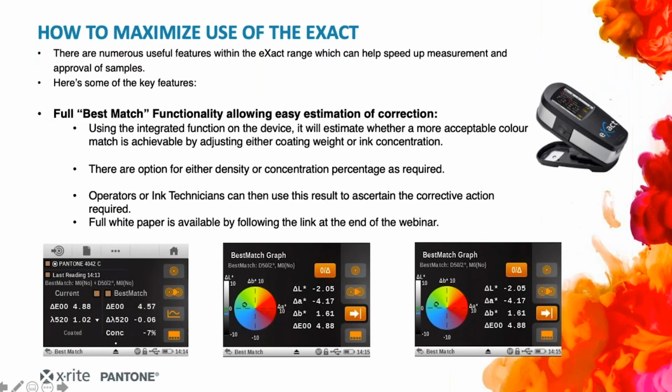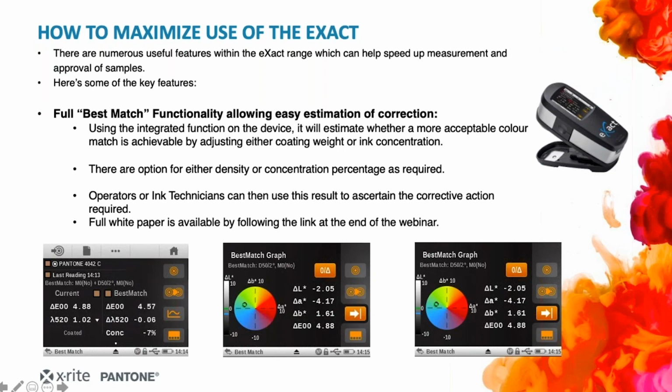We did also mention in the last webinar the best match functionality. I just want to spend a couple of minutes explaining that a little bit in more detail. The best match functionality, as the name suggests, gives an estimation of how close you can effectively get by adjusting ink concentration or coating weight of a particular measurement. What this actually does in practice is it guides the operator or ink technician as to where to look first in terms of making an adjustment.